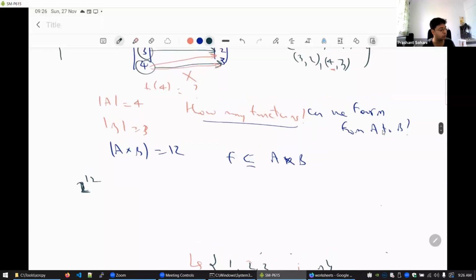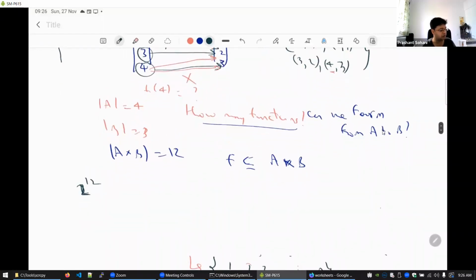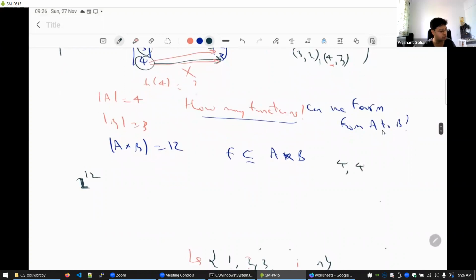The way we are allowed to define a function is very particular. Suppose somebody chooses 4, 4 as well as 4, 3. Will that be a valid function? No. You cannot choose both of them, because then you are saying f of 4 is equal to 4 and also f of 4 is equal to 3. That is not allowed. So there are some restrictions on how you can create the function.